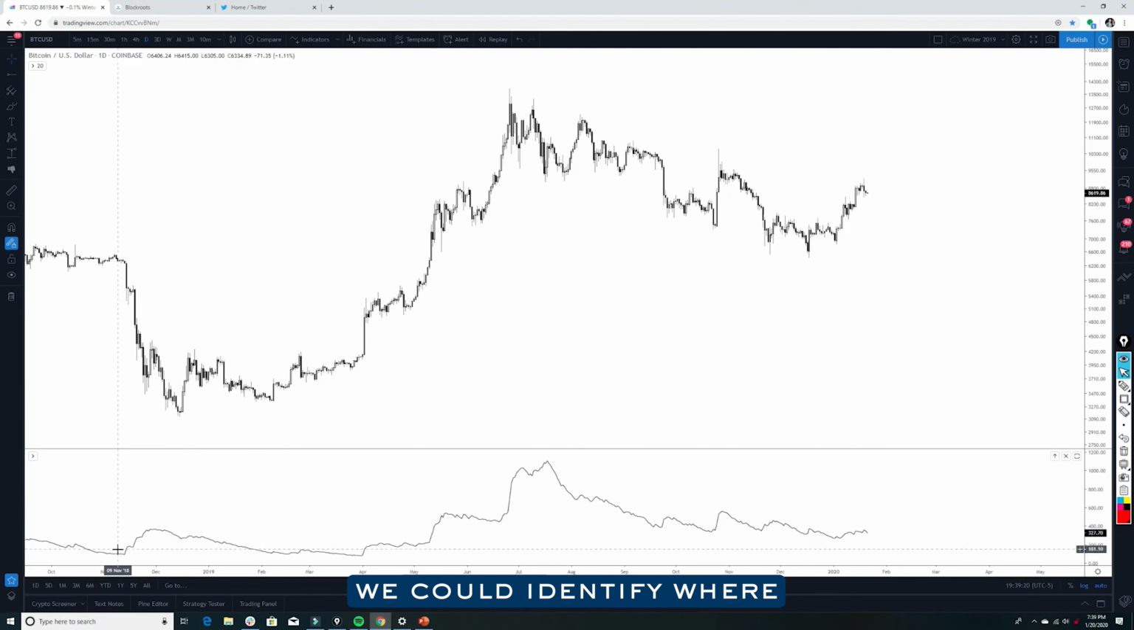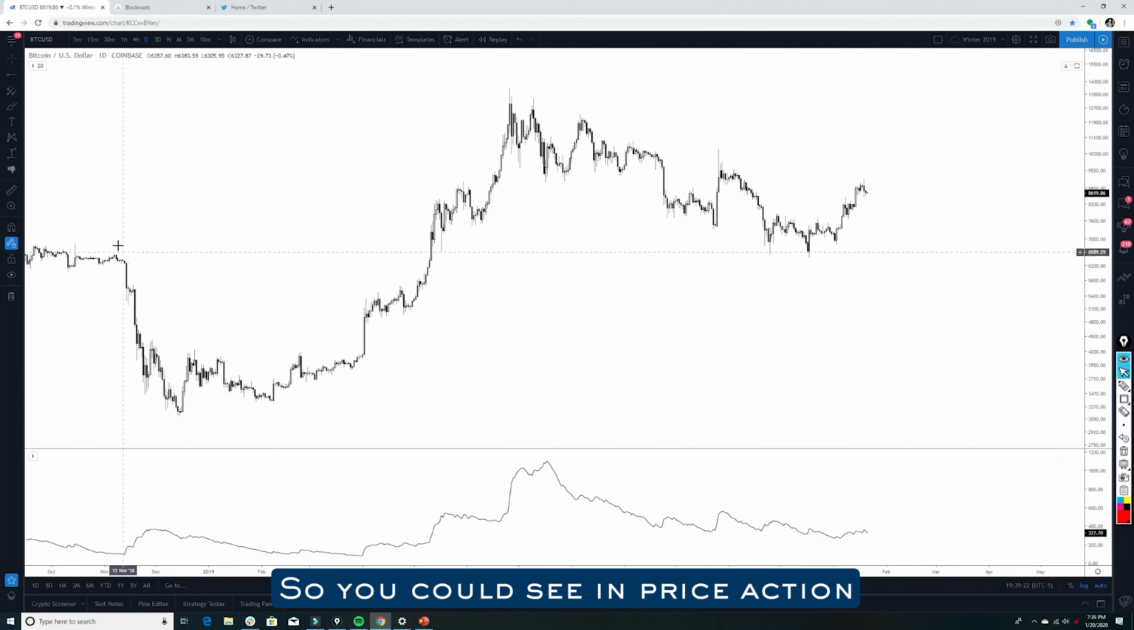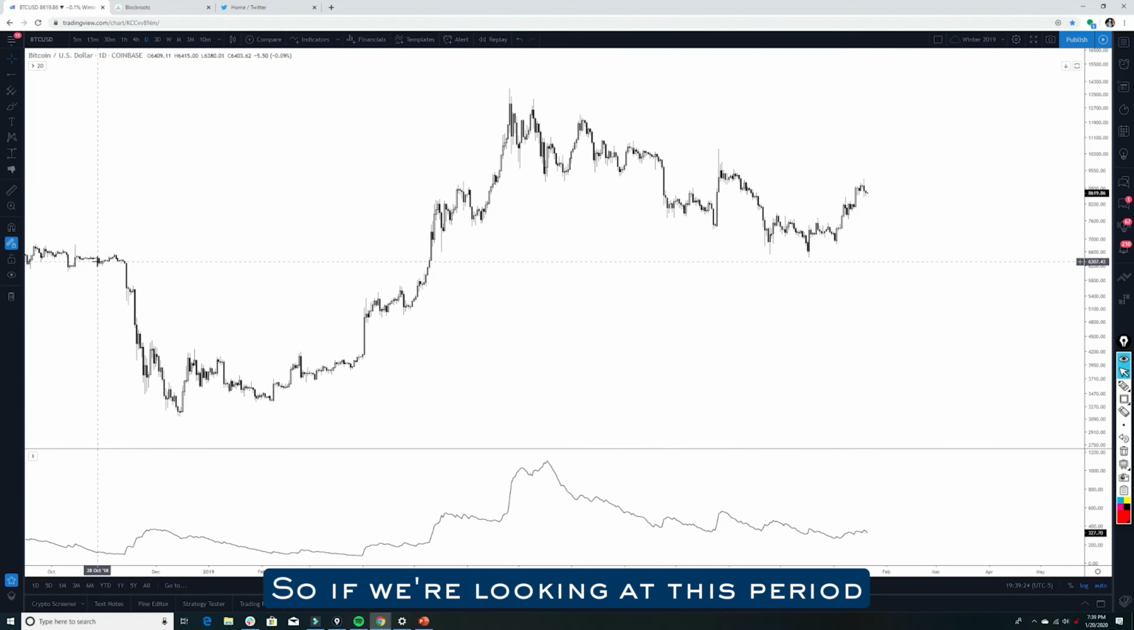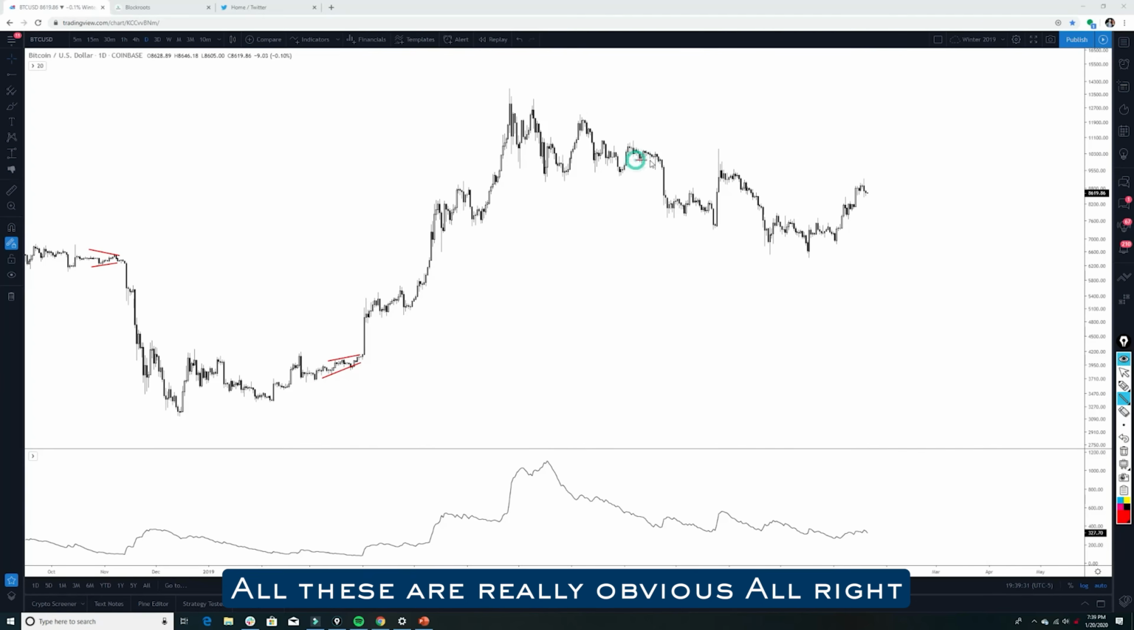Okay, we could identify where there are historic lows. So you could see in price action where we're compressing, right? So if we're looking at this period right here, it's pretty obvious. Compressing in price action right here. All right, right here. All these are really obvious.